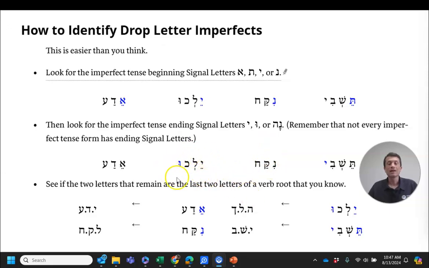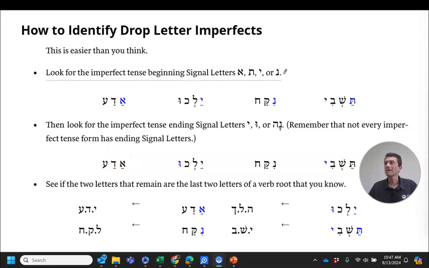Here with halak, again, you've peeled off the first yod, you peeled off the shurik, you're left with lamed kaf. And you're like, the tsere tells me it's a first yod verb, yod lamed kaf. That doesn't seem right. I don't know any roots like that. Do I know any roots like lamed kaf? It's from halak. First hey verbs act like first yod verbs when they're inflected. Here yada, same thing. You're left with dalet ayin. You have tsere, tells you it's from yada.